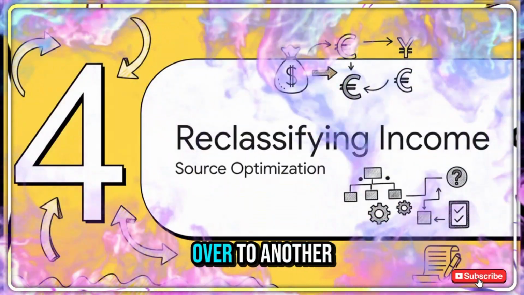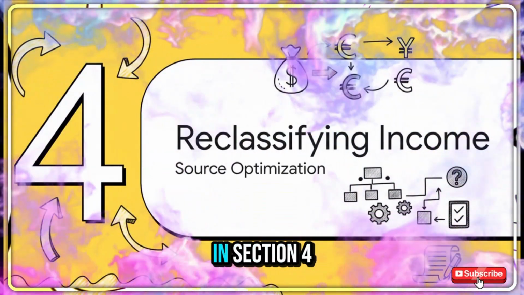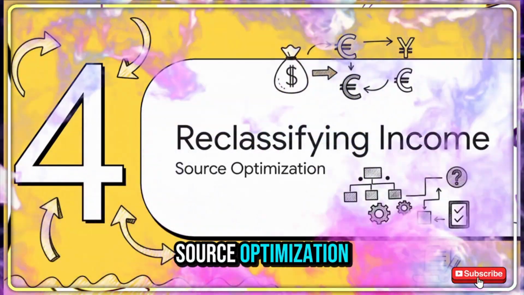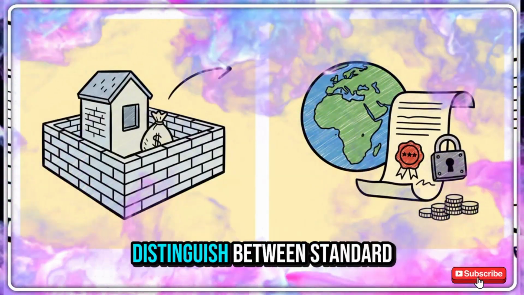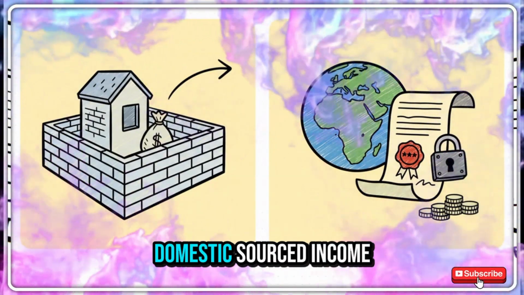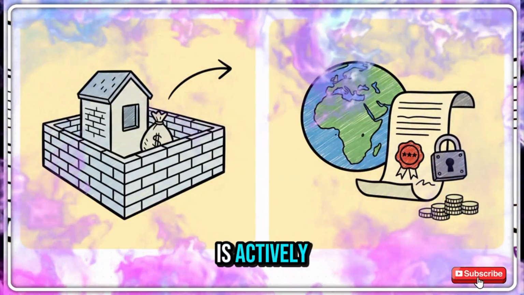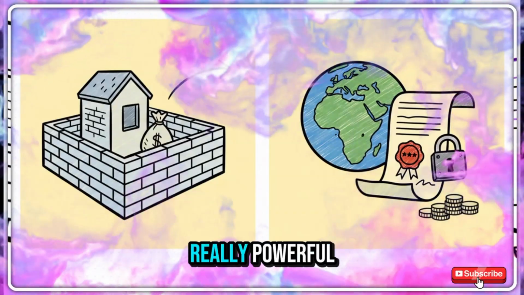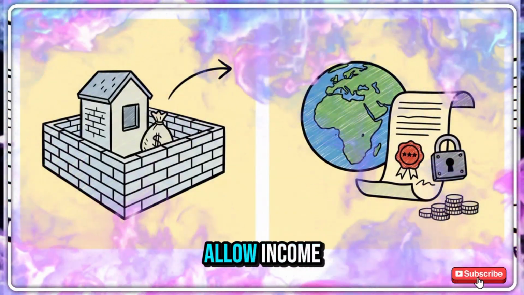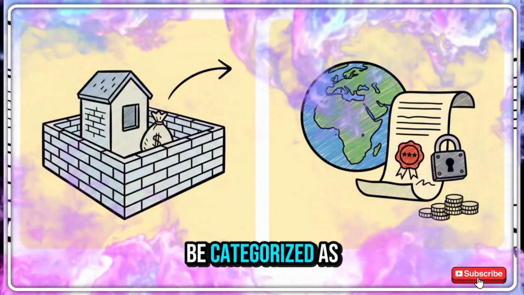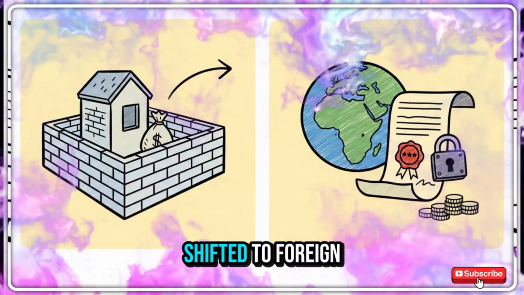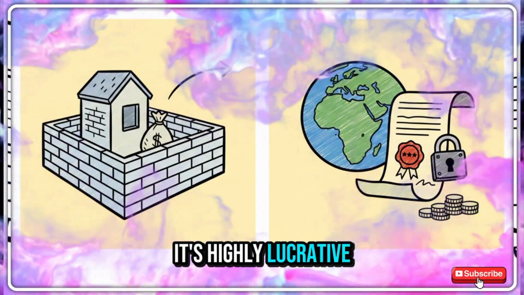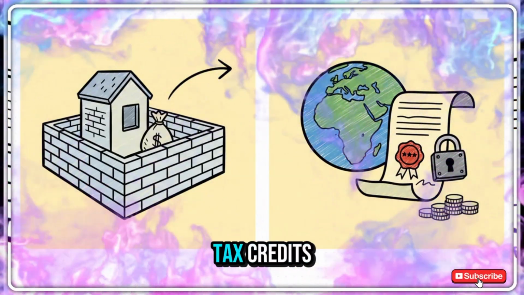Let's transition over to another highly technical application in Section 4, income source reclassification, source optimization. We really must distinguish between standard domestic sourced income and income that is actively reclassified as foreign sourced. Certain treaties feature really powerful specific provisions that allow income that would normally be categorized as strictly domestic to be legally shifted to foreign sourced. And the analytical motive here is, well, it's highly lucrative. You do this to optimize foreign tax credits.